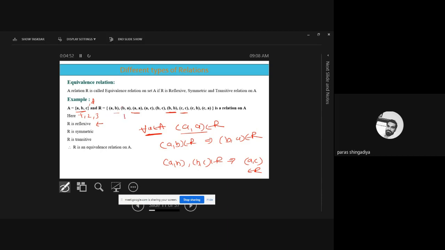So for AB, BA exists. Clear? Then the other cases, A comma A, B comma B, and C comma C, are by default in symmetric form. Okay. Then after AC, clear? For AC, CA exists as the last pair.